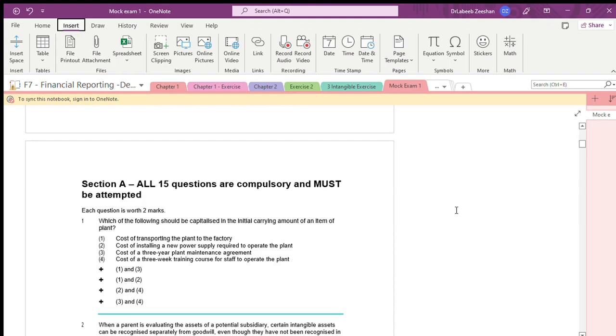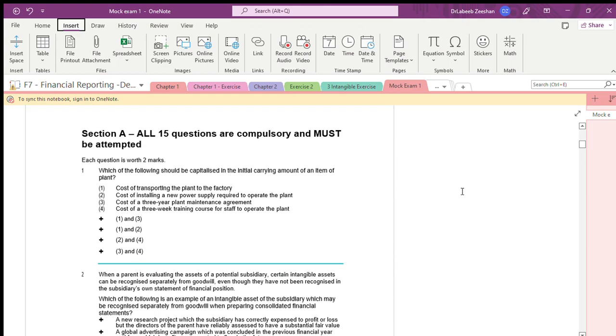Inshallah, khair. Now, what it says, capitalization, carrying amount, is it right?